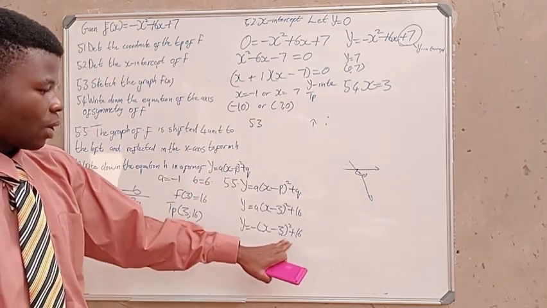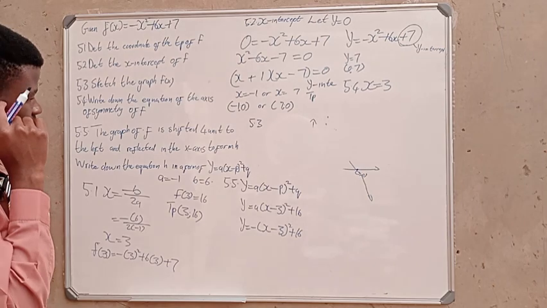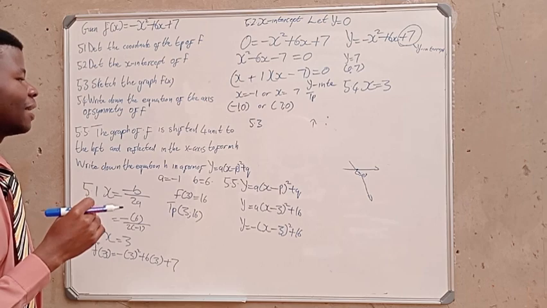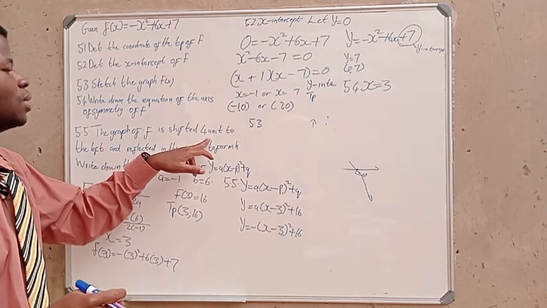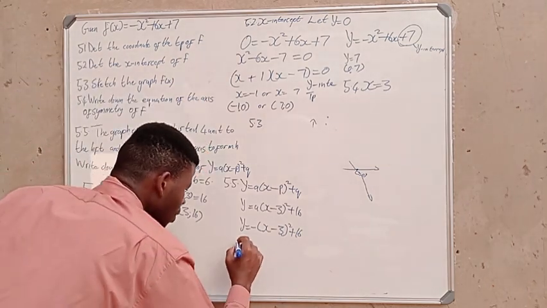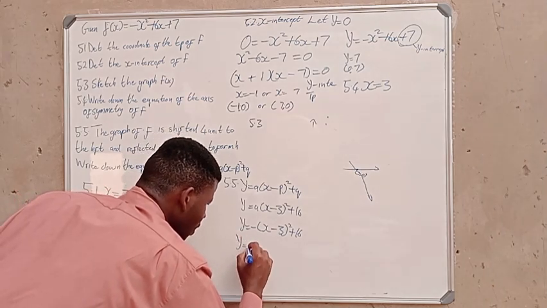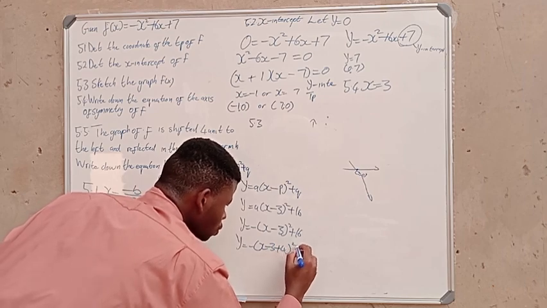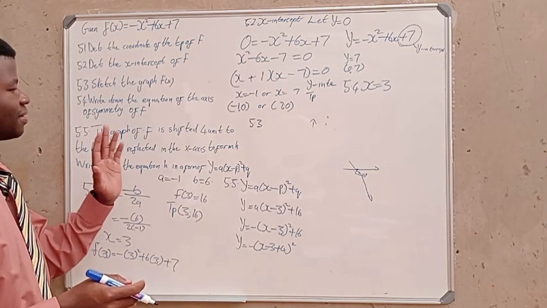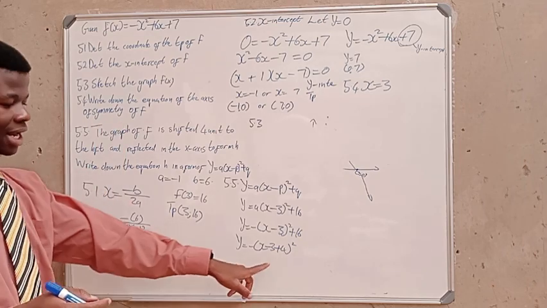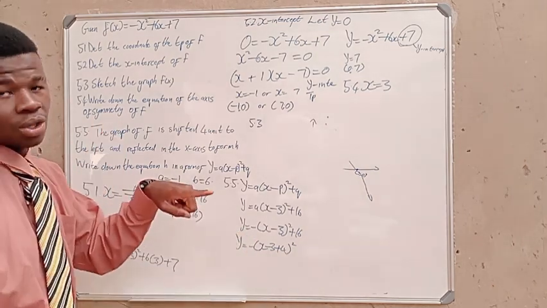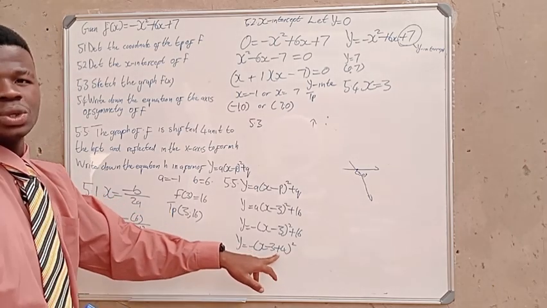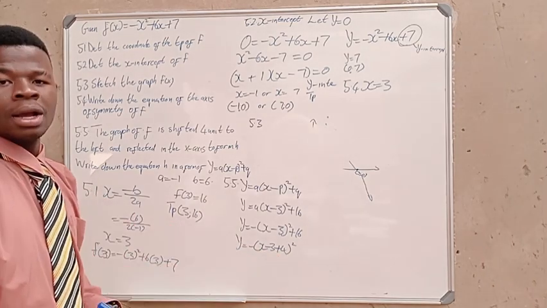So after here we can now answer this question. It says the graph of f is shifted 4 units to the left. So you are going to say y is equal to minus (x minus 3 plus 4) squared. When they shift our graph to the left, you add, and when they shift it to the right, you subtract. Here they said shifted 4 units to the left, so I added 4.